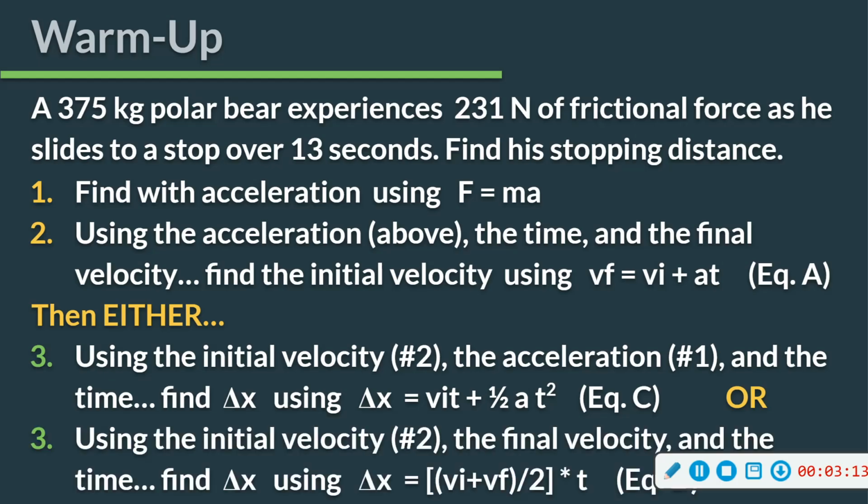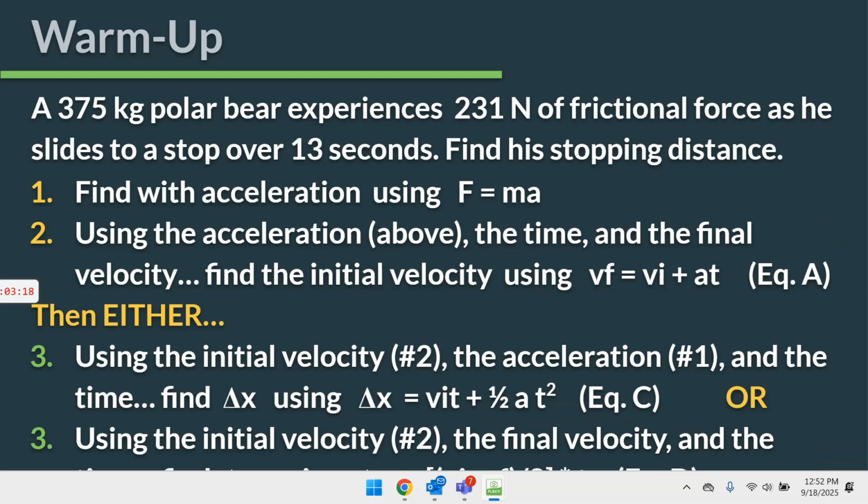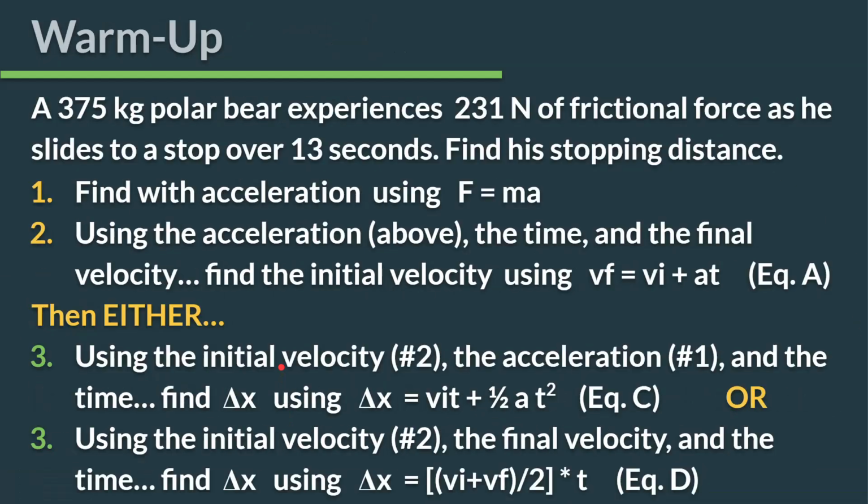Or we can use the initial velocity from number 2, the final velocity that we were given in the question, 0, and the time, and we can use those to find delta x using equation D. And actually you can even use equation B, I just didn't put it up there. But VF squared equals VI squared plus 2 times a times delta x would also work. So you have options. You can use any of those kinematic equations, but the first thing you have to do is F equals ma and then find VI.